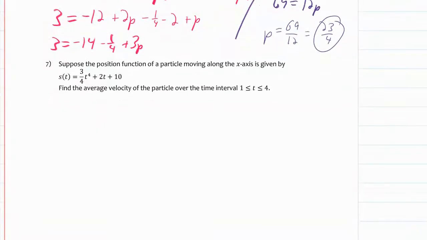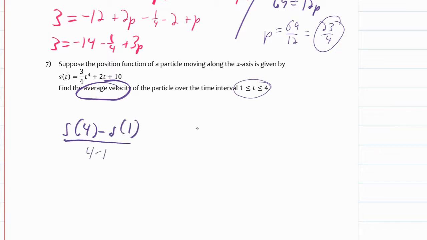And then 7 says the position is given by this function and wants the average velocity over the time interval. Again, average velocity is not average position. So this is just s of 4 minus s of 1 over 4 minus 1. That's an easy one to think about and do. So if I can just plug 4 in, 4 to the 4th is, let's just quickly do 4 to the 4th. That is 2 squared to the 4th, or 2 to the 8th, or 256.